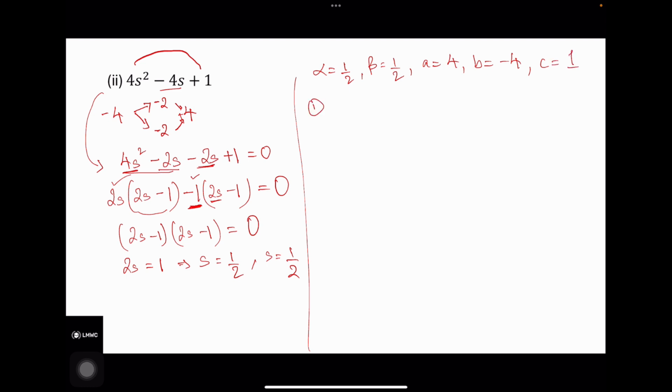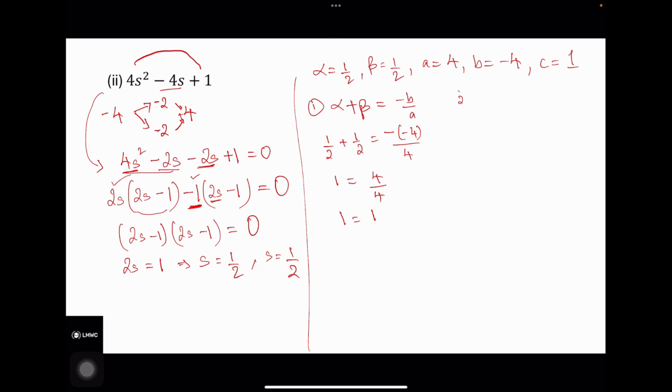So we will take the first verification, which is sum of the zeros equals minus b by a. So alpha is equal to half plus beta equal to half, minus b value is negative 4 and a is 4. So half plus half is 1, which is equal to negative times negative is positive, so 4 by 4, which is equal to 1.